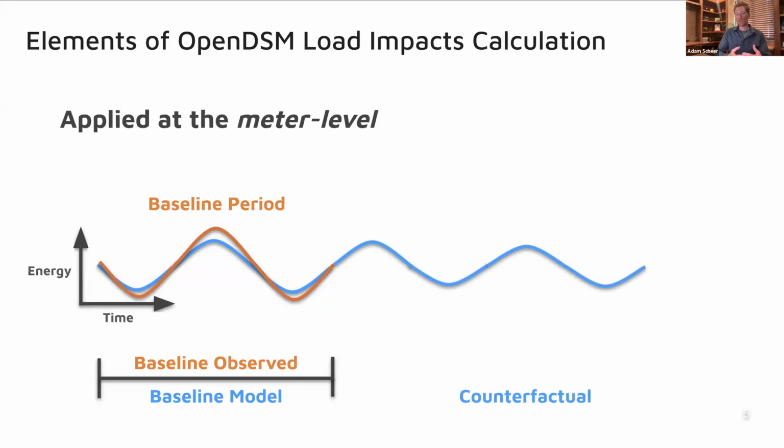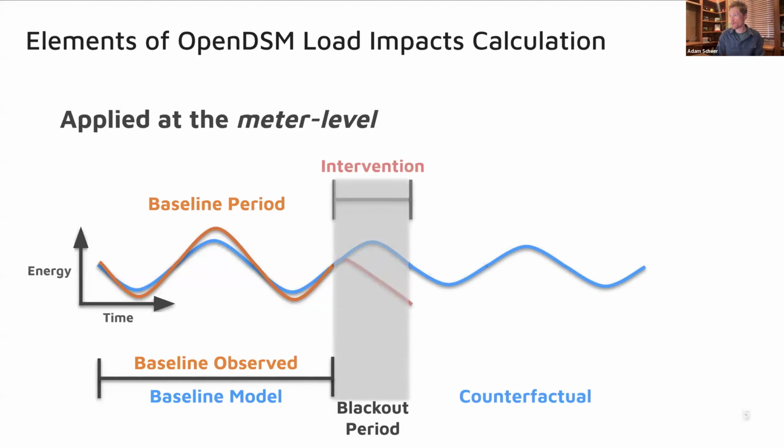And from that model, we can say, okay, we're going to project forward a counterfactual consumption. So I might build a model of Travis's energy consumption at his house, and then I can predict the next year of energy consumption if I know the temperature and other variables that are important to the model.